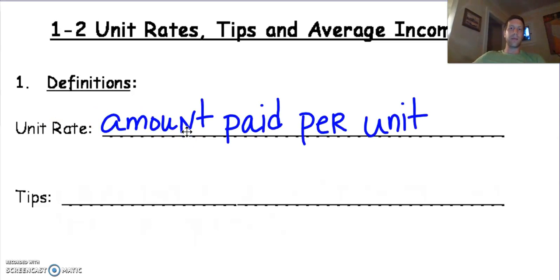Unit rate's the amount paid per unit. So I used to have a newspaper delivery route when I was in high school. Every time I would deliver a paper, I would get like 5 cents or something like that. It wasn't a ton, but every paper I got 5 cents, 5 cents, 5 cents. So that's considered a unit rate.